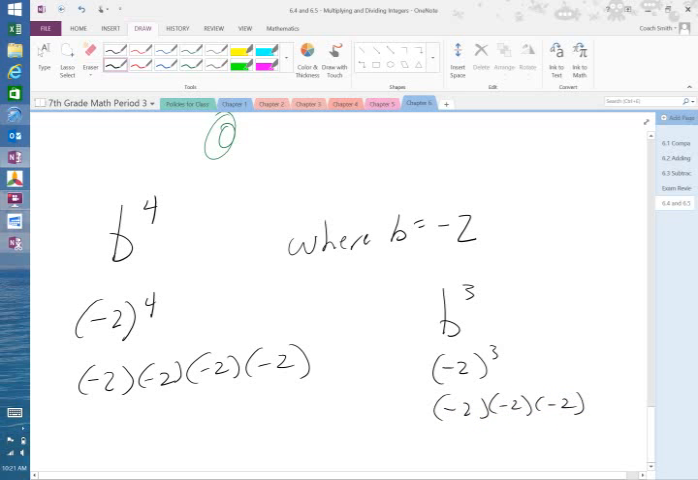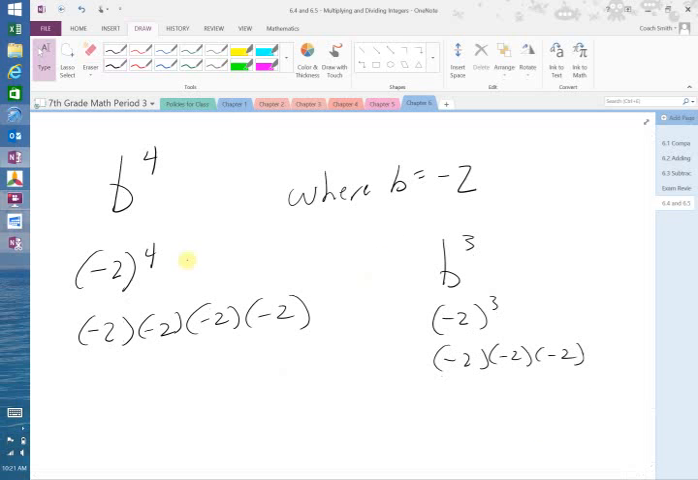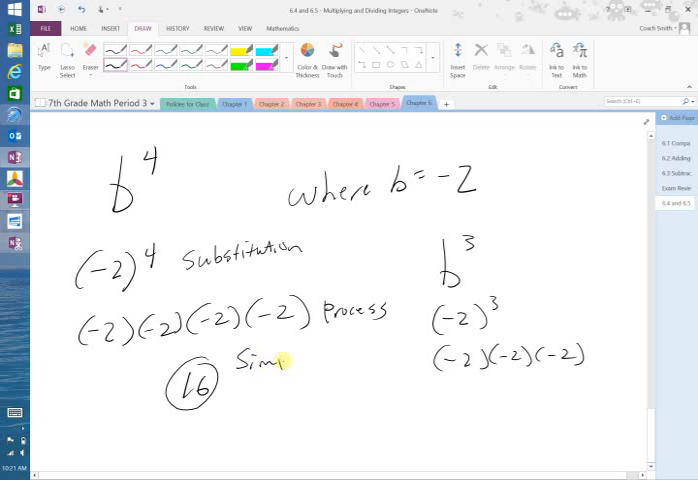Now, I have to evaluate these. Remember the word evaluate. We talked about it, I think, in Chapter 1. The word evaluate means that we substitute in something and then we simplify it. Well, this would be substituting. This would be your substitution. This is the process. And then to simplify that, you would get 16. And that would be simplified.